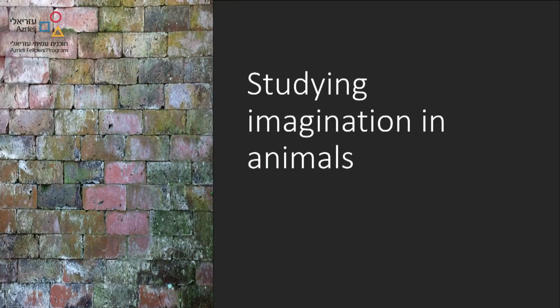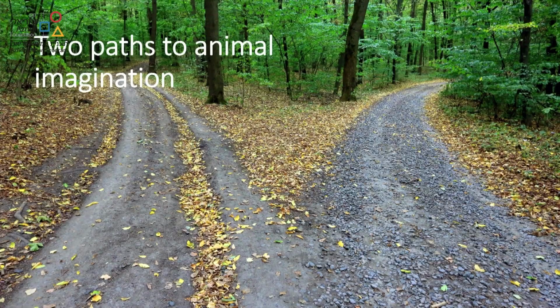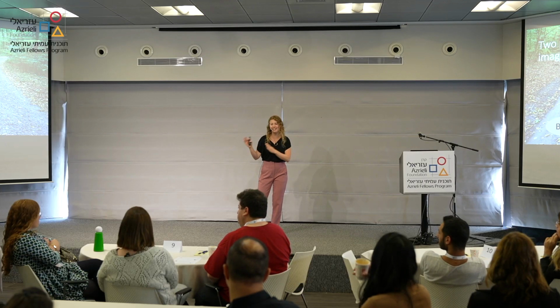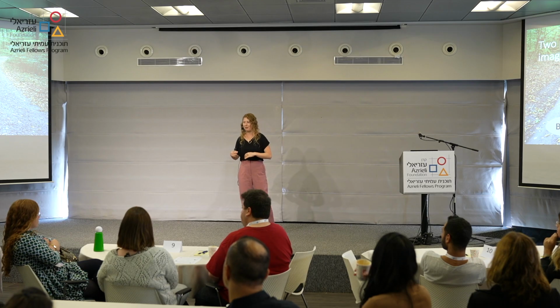Now, when trying to study animal imagination, we hit a huge barrier, which is language. So we can't just ask animals, what are you imagining right now? Or tell our dog, please imagine your dinner. So in order to overcome this barrier, I'm taking two paths to studying animal imagination. The first one is behavior. So I'm trying to think what kind of behaviors hint at imagination or require the animal to use imagination. And I'm going to give you an example.